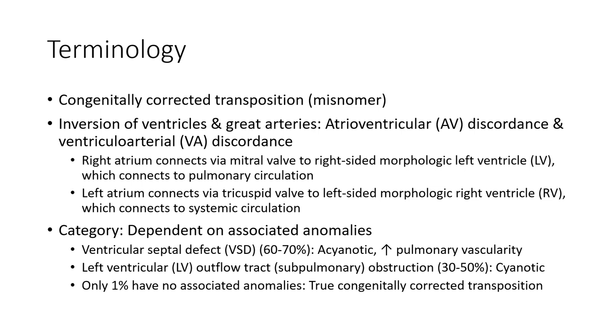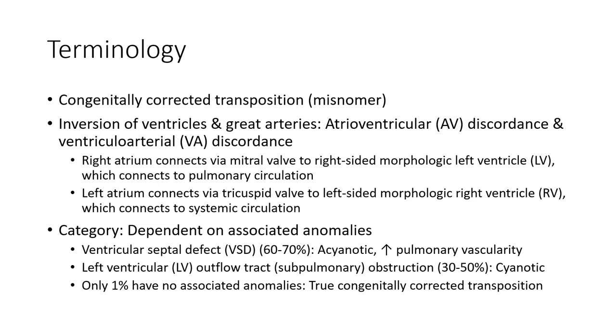Right atrium connects via the mitral valve to the right-sided morphologic left ventricle, which connects to the pulmonary circulation. Left atrium connects via the tricuspid valve to the left-sided morphologic right ventricle, which connects to the systemic circulation.